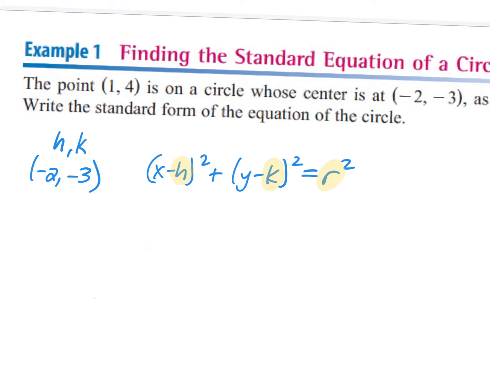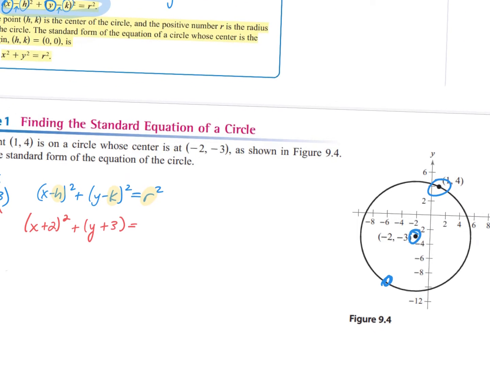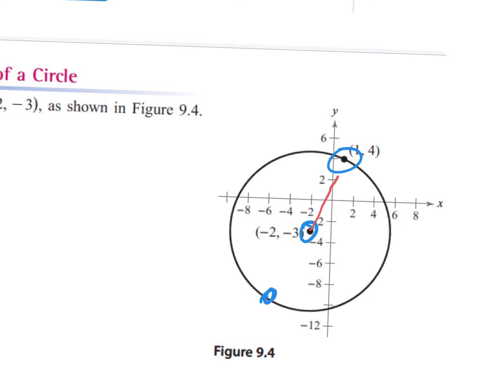We can start off and write our equation like this. X, if I have minus a -2, what does that become? So x plus 2 squared plus y, I have minus a -3 becomes, so plus 3 equals. I don't have that r. How do I find it? How do I find r? With the point. Okay, what do we do with these 2 points? How do you find out how far it is from 1 point to another?